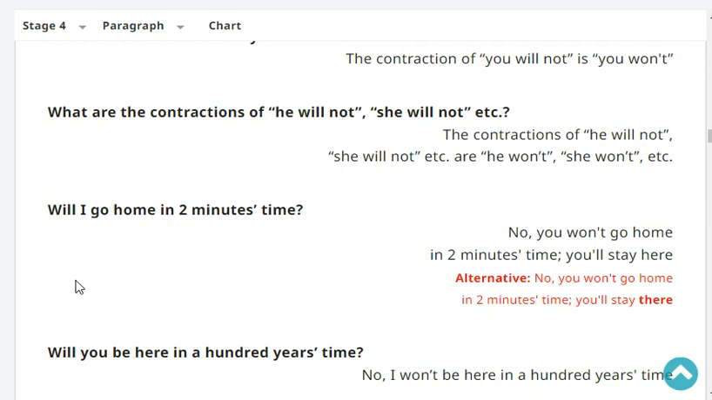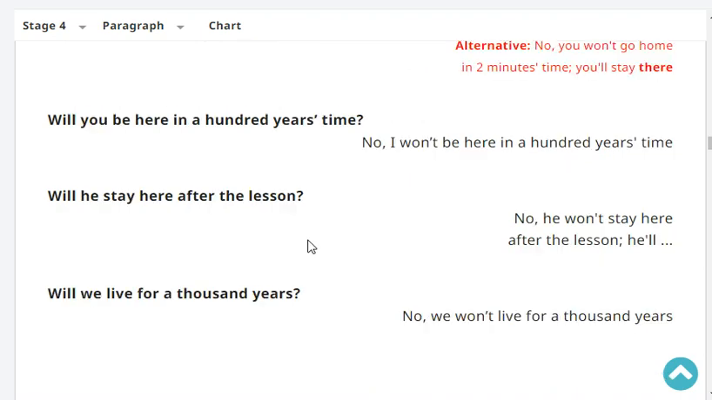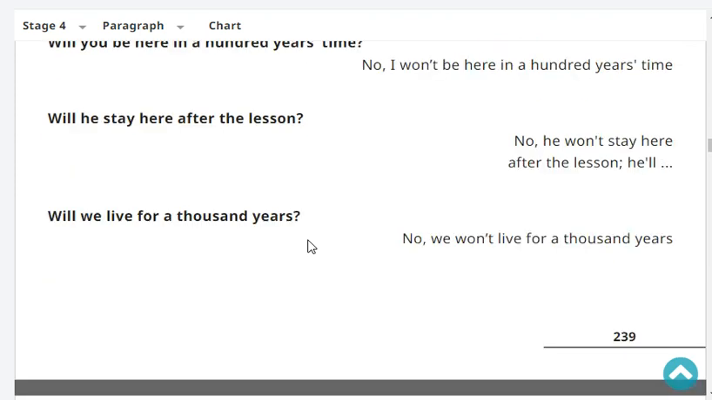Will I go home in 2 minutes' time? No, you won't go home in two minutes' time. You'll stay here. Will you be here in 100 years' time? No, I won't be here in a hundred years' time. Will he stay here after the lesson? No, he won't stay here after the lesson. He'll go home.